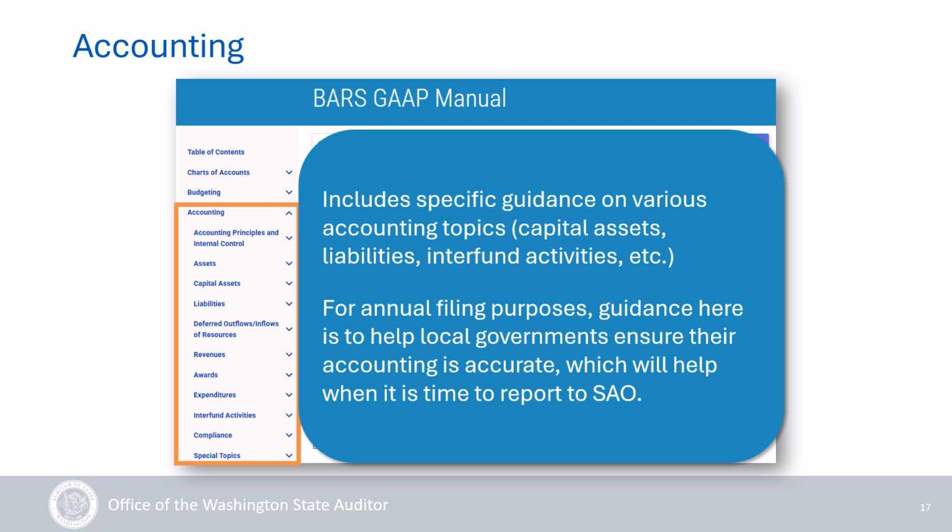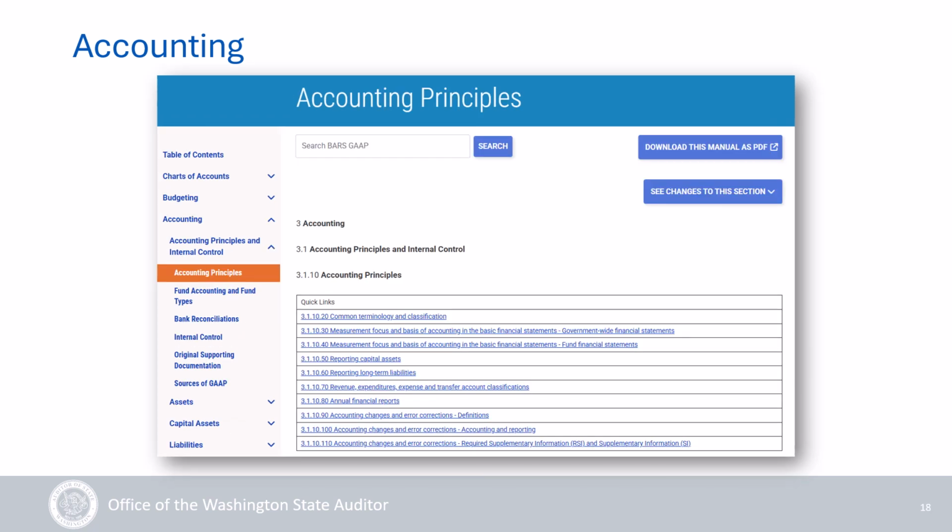Also, an area we get a lot of questions on is how to account for interfund activities such as interfund transfers, interfund loans, reimbursements, etc. And another area worth noting in the accounting section is the Accounting Principles Guidance, which is found under Accounting Principles and Internal Controls. In here, you will find guidance on the new error correction codes, which replace the prior period adjustment codes effective fiscal year 2024.